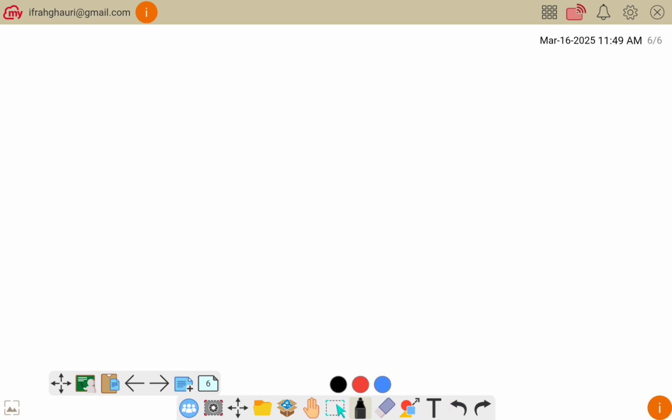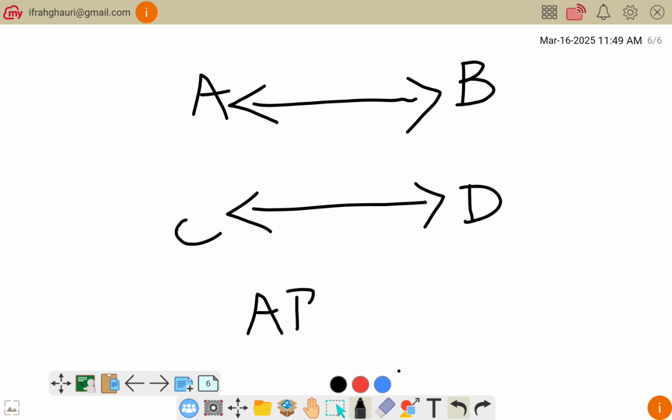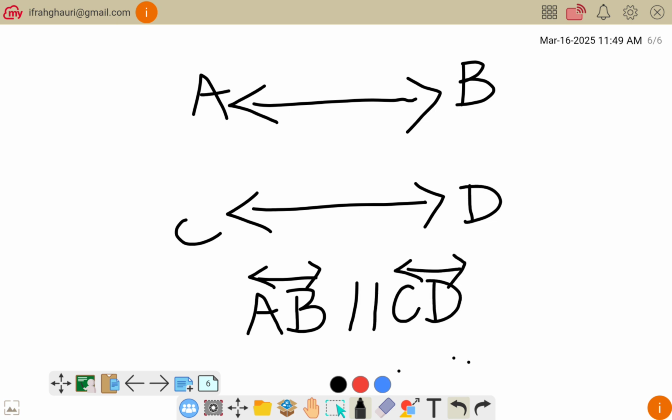Now, let's suppose I have two lines. These are lines A, B, C, D. Now they are parallel to each other. So how will I represent them? I will represent them as AB parallel to CD. Line AB parallel to line CD. So this is how we represent parallel lines.